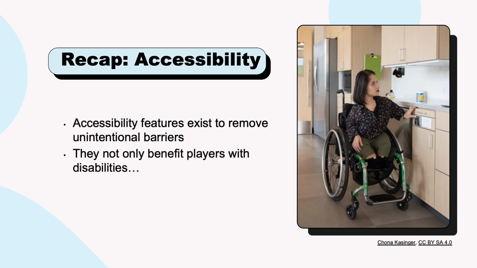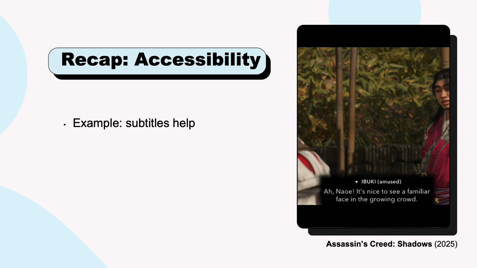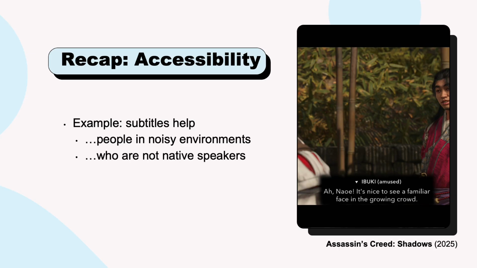But accessibility features not only benefit players with disabilities. In fact, they can be very useful for different target groups. Subtitles, for example, help people who play in noisy environments, who are not native speakers, or who have to turn down the volume to avoid disturbing someone nearby, like a sleeping baby.